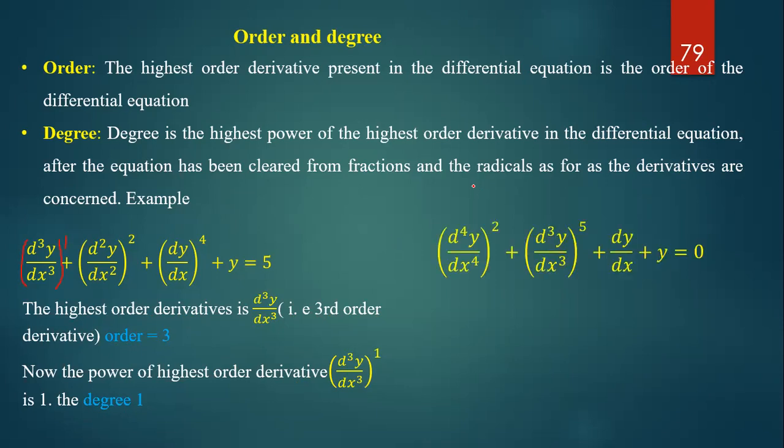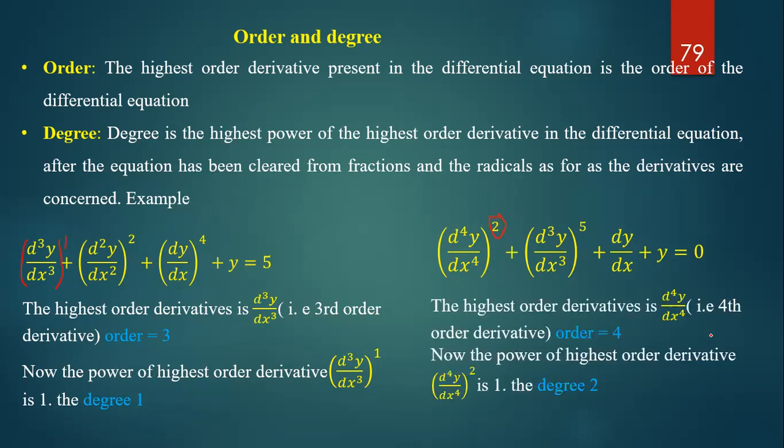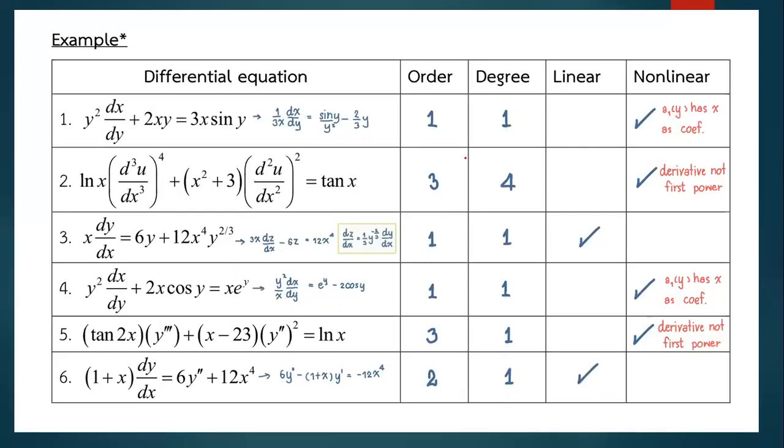Another, this is the fourth order derivative, order 4, and the power is 2. Not this one, not this one; we give emphasis to the highest order derivative. So it is a fourth order derivative, order 4, and the power of the highest order derivative is 2, so the degree is 2. So this gives some examples of differential equations of different order.